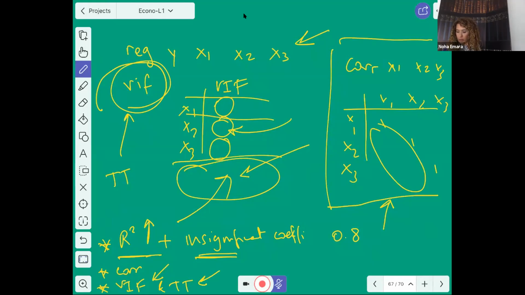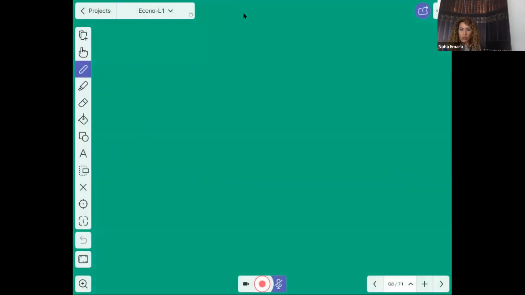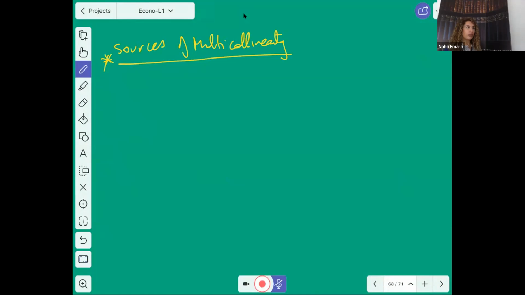What are the possible sources of multicollinearity? Why am I getting multicollinearity? I'm assuming that you already know, as I said before, that perfect multicollinearity can arise from repeating a variable twice, or the dummy variable trap. So just remember these two are here for the perfect. Now I'm talking about the imperfect. Why can I have an imperfect multicollinearity?